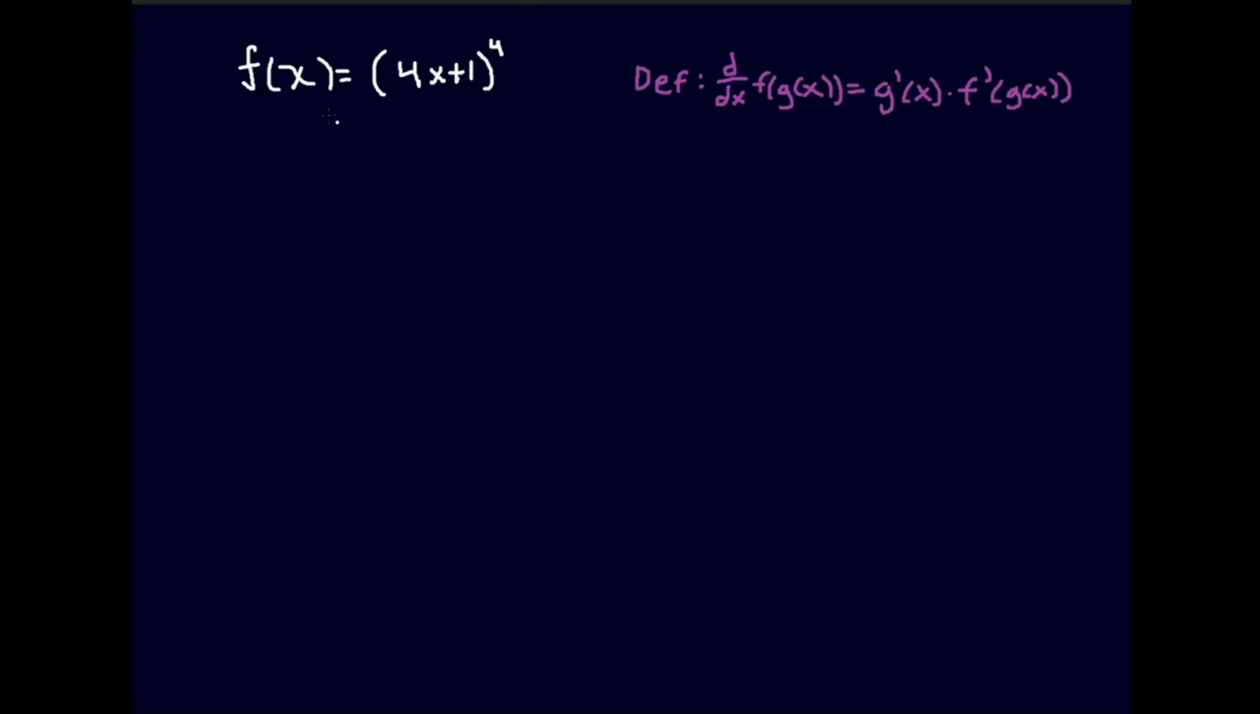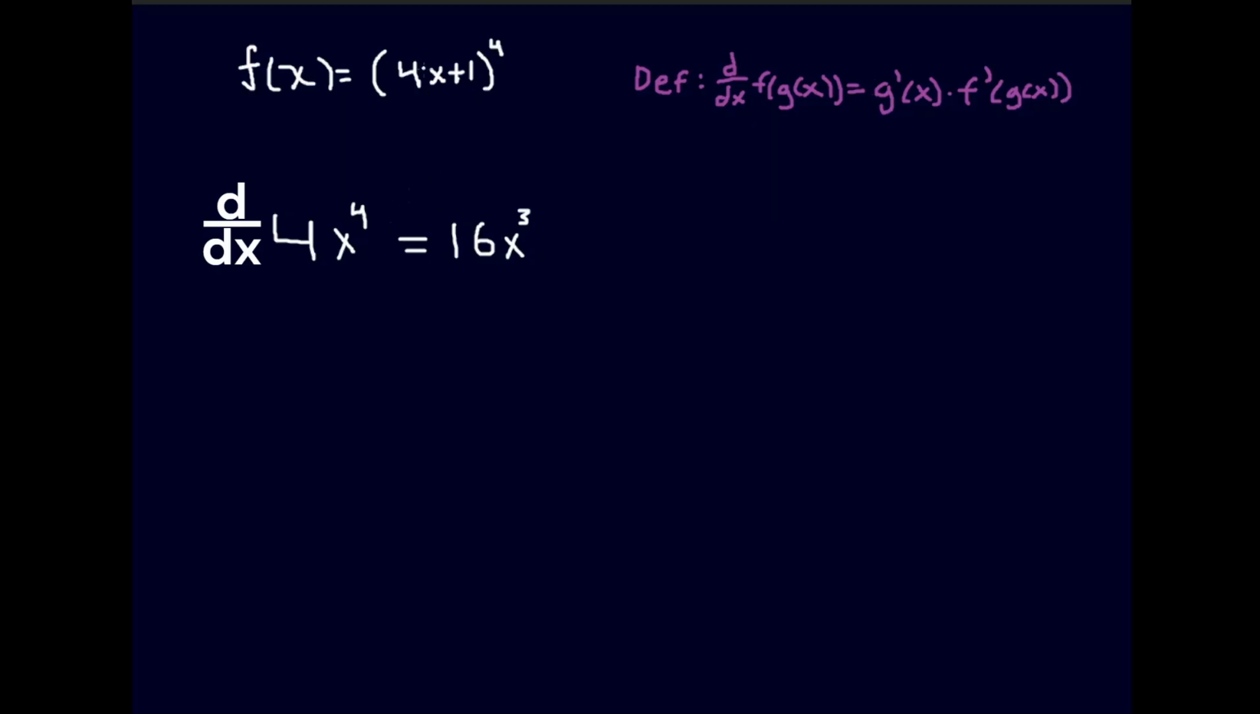You might have seen functions such as 4x to the 4 and been able to differentiate them pretty easily. This would have just been a simple power rule where you bring the 4 down and then minus it by 1. So if we took the derivative, that would be 16x to the 3. So that's perfectly valid in this scenario, but what if you are given 4x plus 1 to the 4?